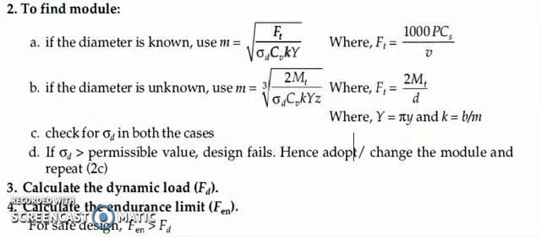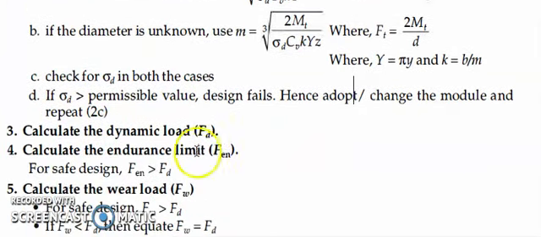Next, the third step is to calculate the dynamic load. The fourth is to calculate the endurance limit, sigma n. For a safe design, the endurance load Fn must be greater than Fd. Otherwise, we go for a safer design, or we have to recalculate all the values. So we check the safe design: if Fn is greater than Fd, then our design calculations are safe.